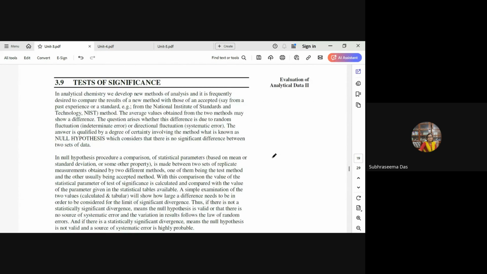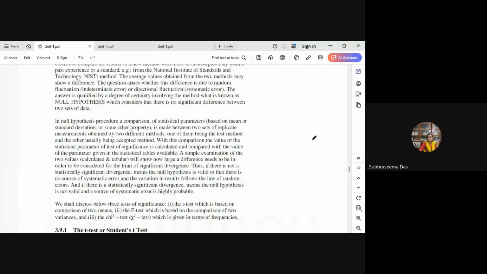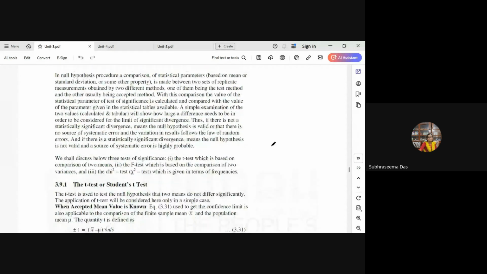Then coming to tests of significance. The test of significance is important because in analytical chemistry we have a standard called NIST, the National Institute of Standards and Technology, and because we come across various types of errors during the analysis of a material, the test of significance is very important. We have 3 tests of significance.